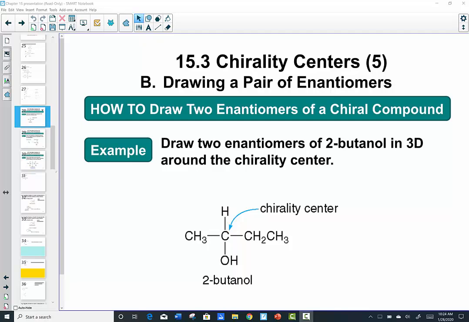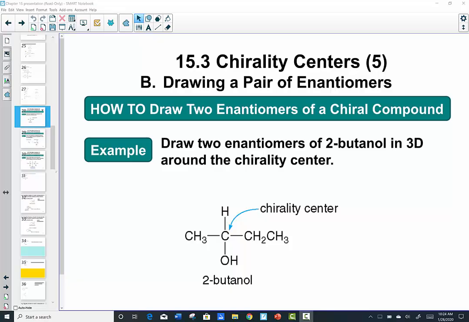Everyone, welcome back. We've been doing some really good work with chirality and finding chiral centers in molecules. We were just beginning to discuss pairs of enantiomers, those molecules that are non-superimposable mirror images. And we're going to practice how to draw a set of enantiomers.